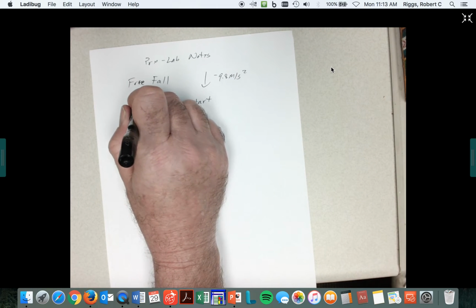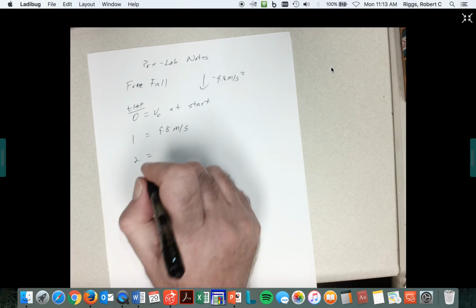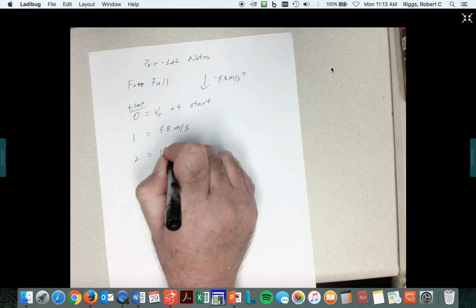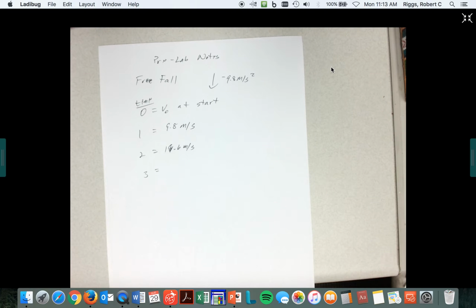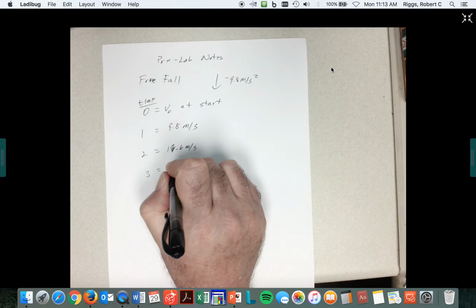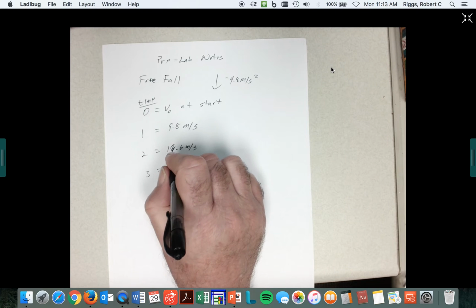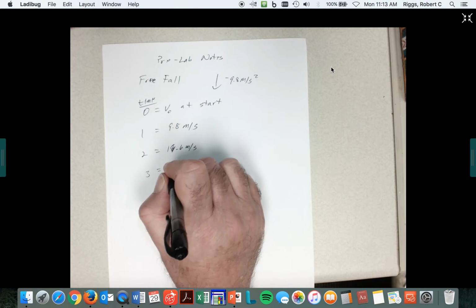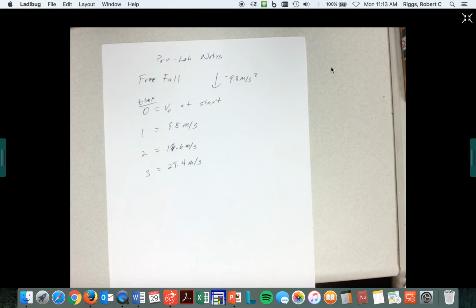Okay, so here's the time, in seconds. After 2 seconds, what do you think? Right, 19.6 meters per second. After 3 seconds, how fast? Beats the hell out of me. I can't add. Okay, sorry. It'd be 29.4 meters per second. That's how fast it'd be falling.